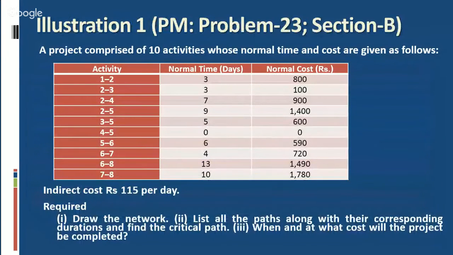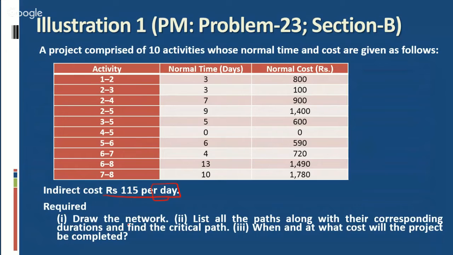Now we will take a simple illustration to understand direct cost and indirect cost in case of project crashing. This is your problem number 23 of your practice manual. A project comprises of 10 activities whose normal time and cost are given as follows. Activity, normal time in days, and normal cost you have given. And indirect cost is rupees 115 per day.